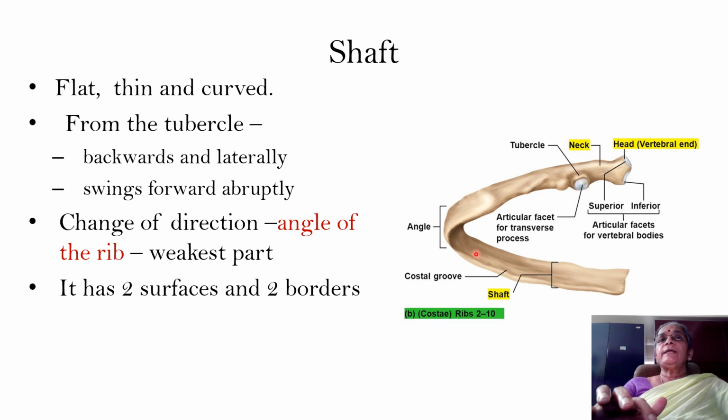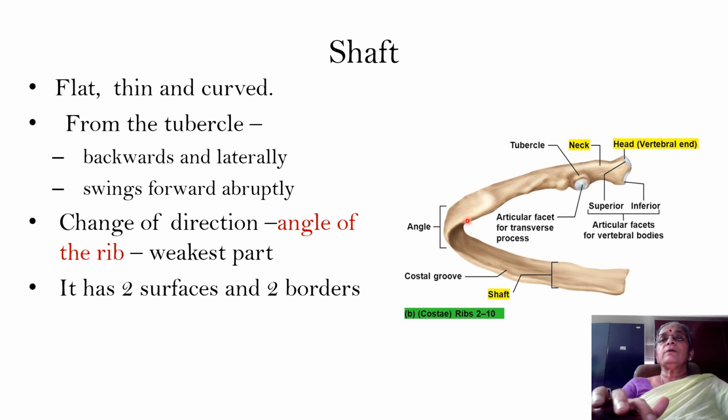And the shaft of it is flat, thin and curved. It extends from the tubercle backwards and laterally, then abruptly forwards. This is the curvature of it. The shaft you are seeing, and the point where it changes its direction is called the angle of the rib, and this is the weakest part of the rib, which can fracture.